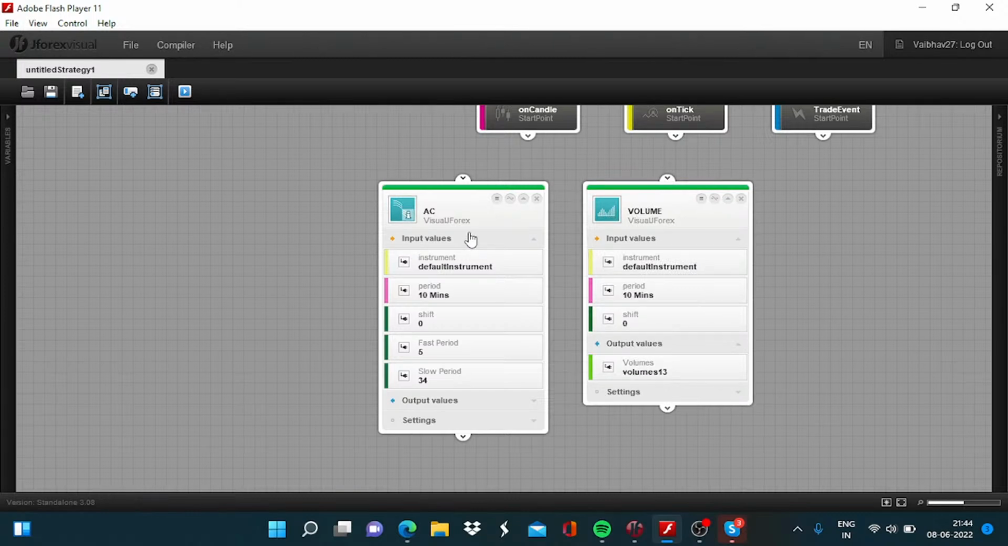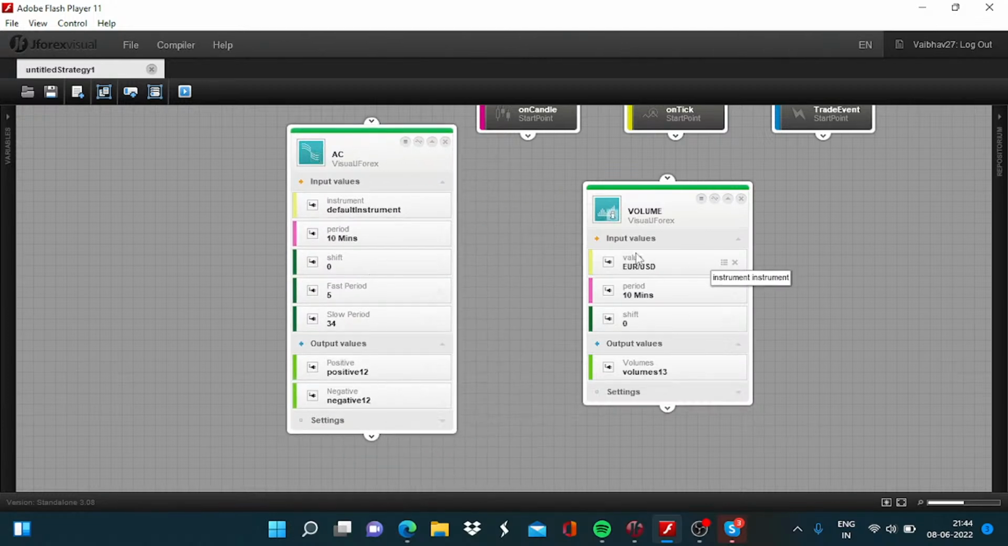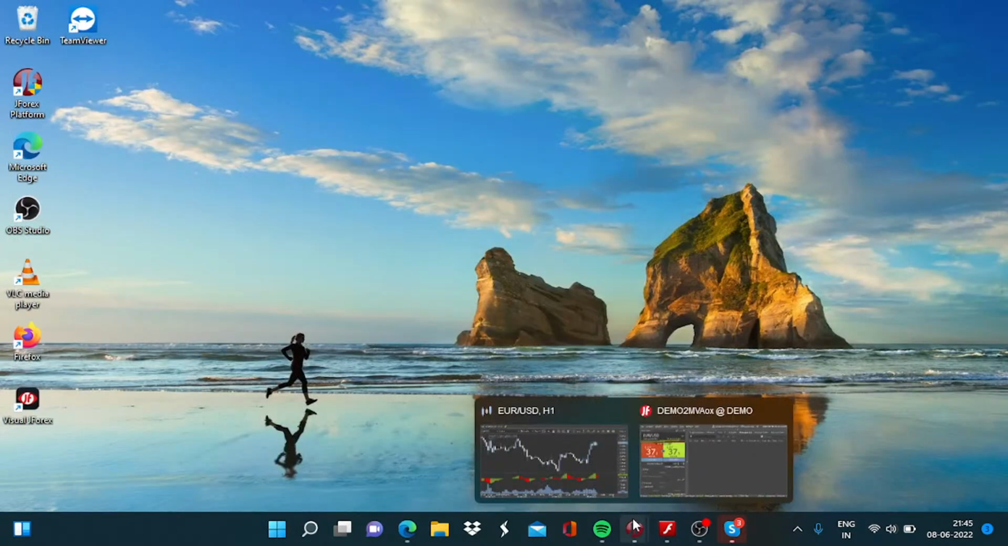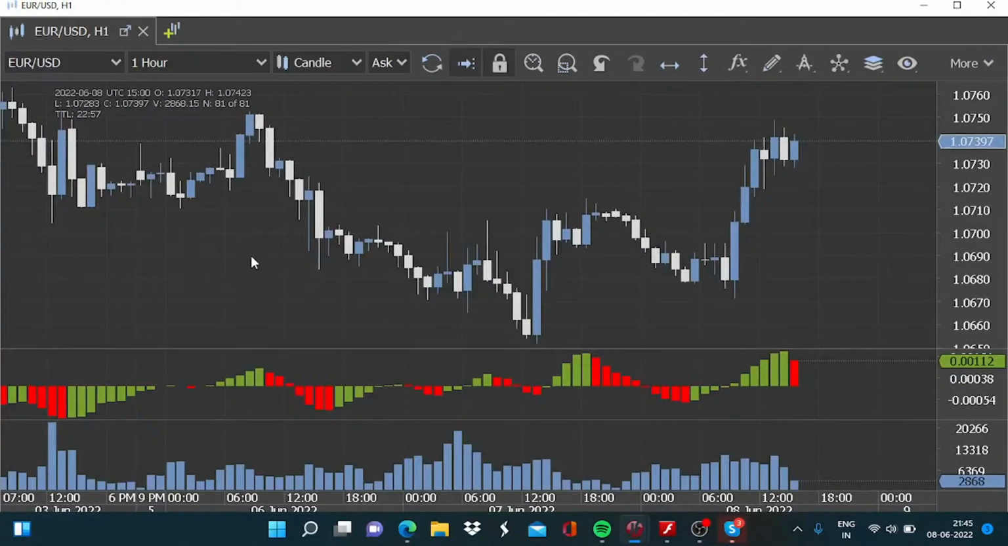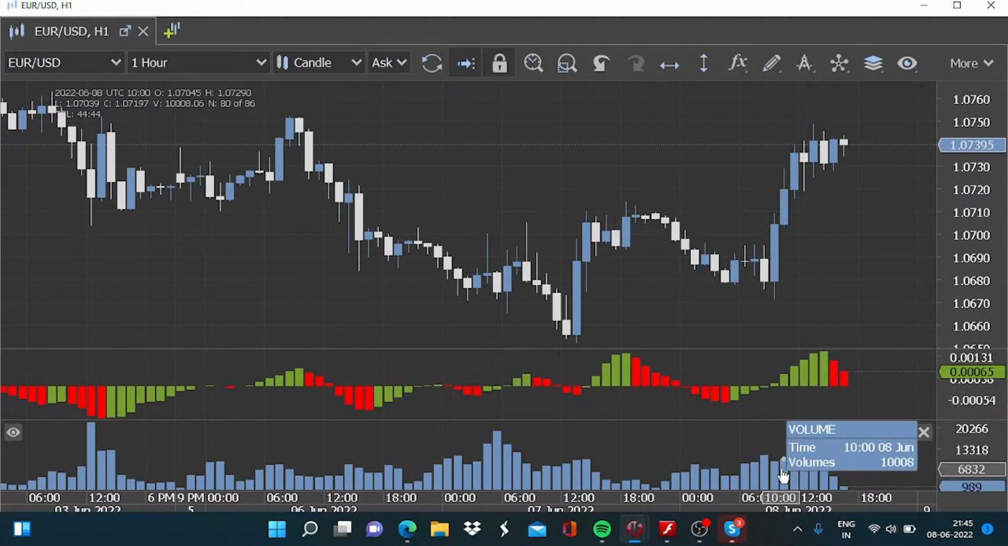So these are the two indicator blocks which we have to customize as per our requirement. We have to define these parameters depending on which we will be getting this output value. Here we have to define these 5 input parameters, and then we get these 2 output values, the positive and the negative. And in the case of volume, we get a single output, depending on these 3 input parameters. I will give you a brief idea of what the logic is going to be on the JForex platform. I have already plotted both the indicators, AC2 and the volume. This is the hourly formation of the Euro USD.